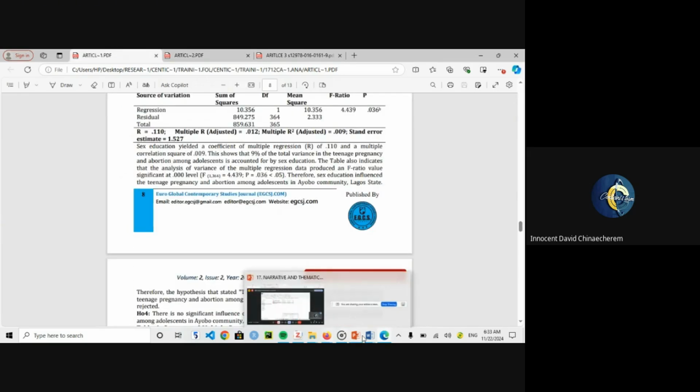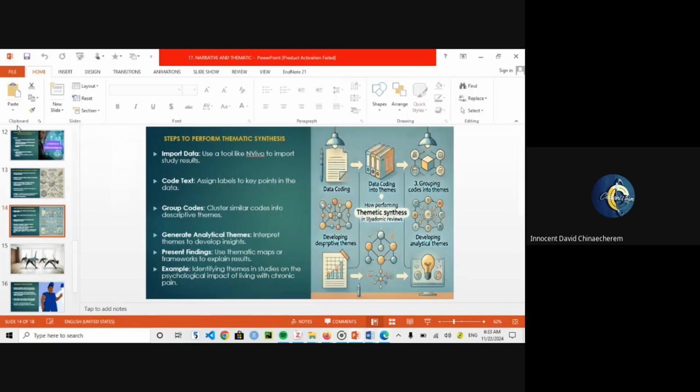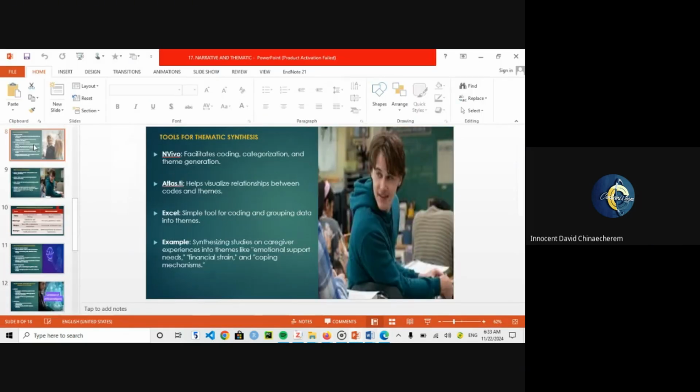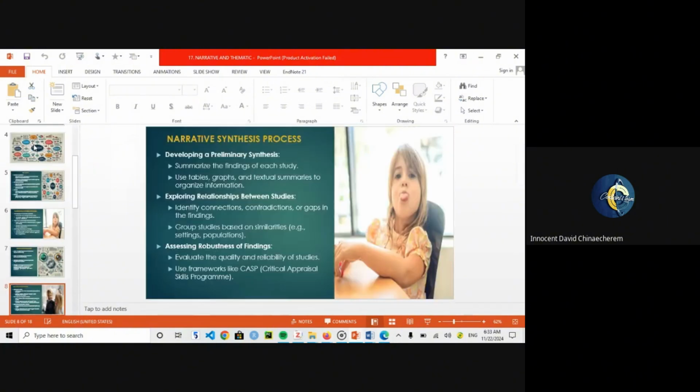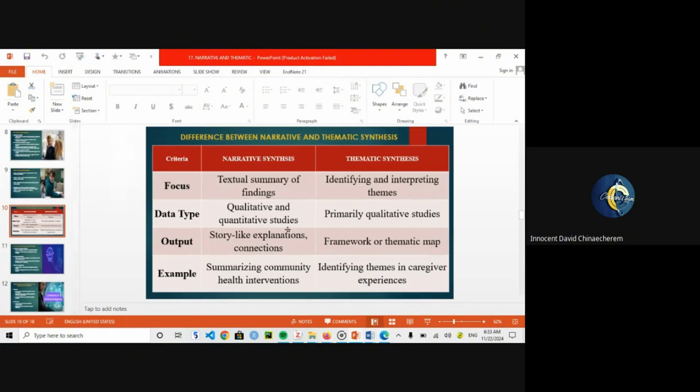So these are heterogeneous approaches. Now, if you remember in this slide, when I was talking about the differences, I did mention clearly that we choose a narrative synthesis when we have qualitative and quantitative studies, but we use a thematic synthesis when we have primarily qualitative studies. So, can we now see an example of where thematic synthesis has been used?